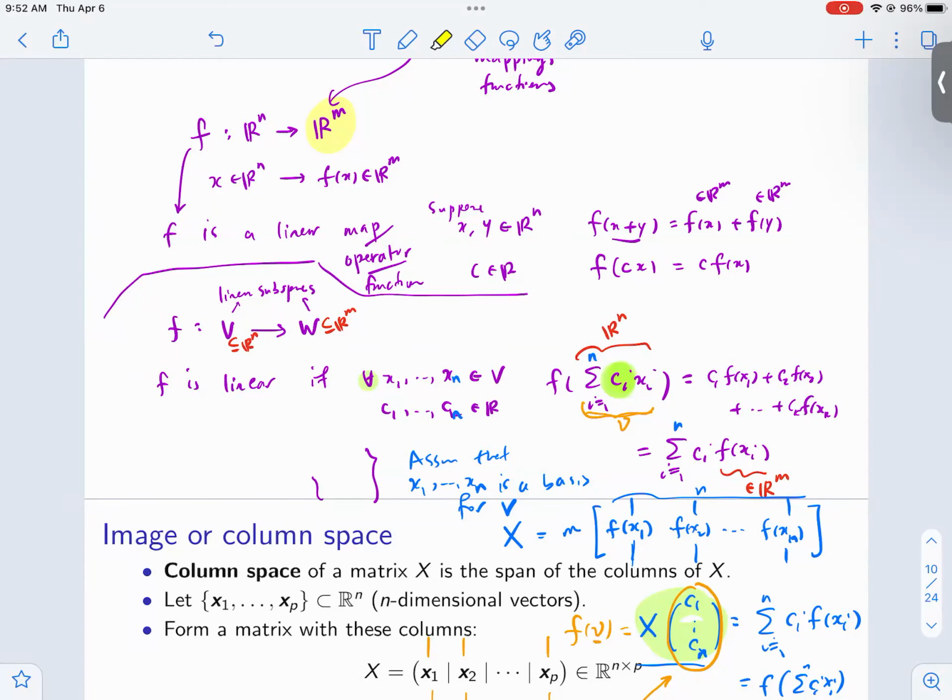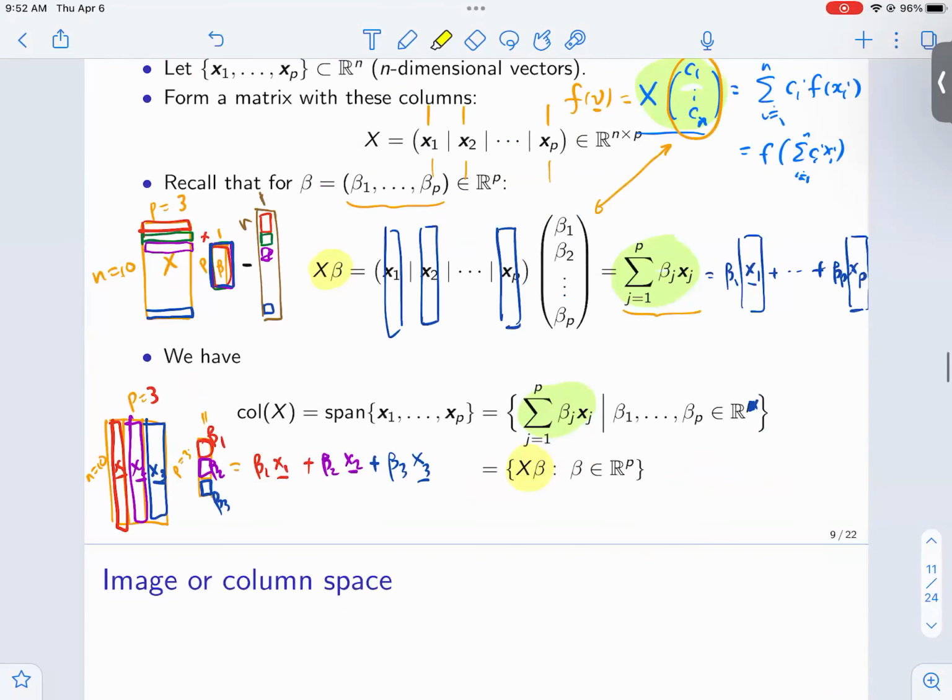Yes. So in that example, the X matrix is the function and then the beta vector is the vector that you're applying it to? Yes, so this X is the representation of the function and beta is the representation of the vector that you're applying it to in the basis.